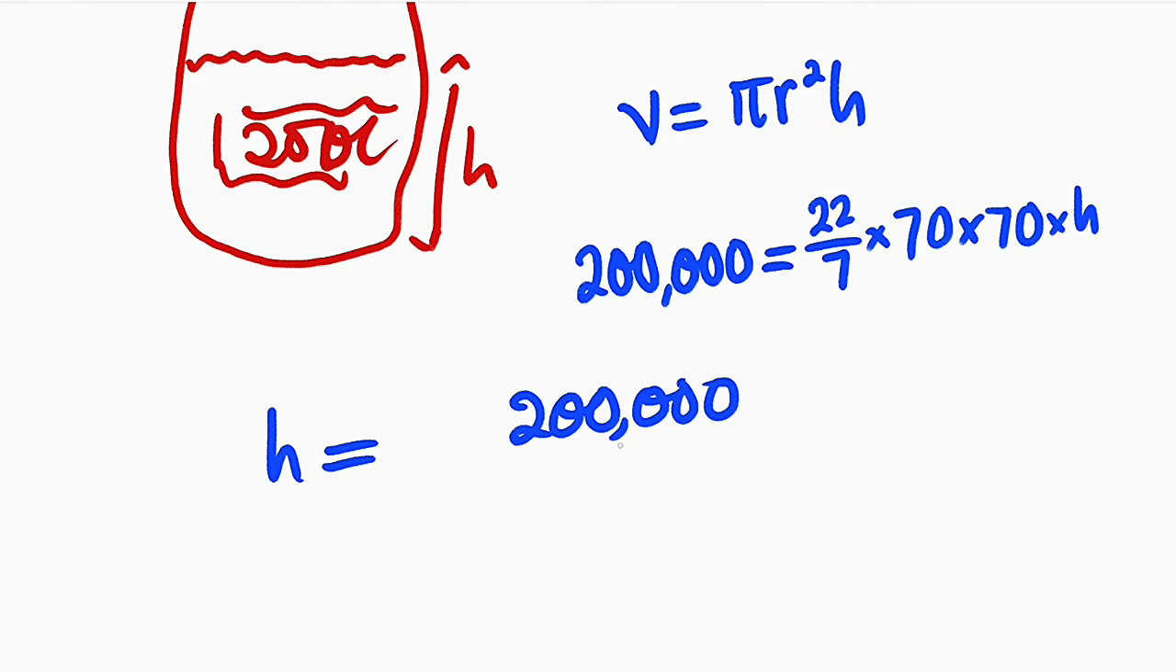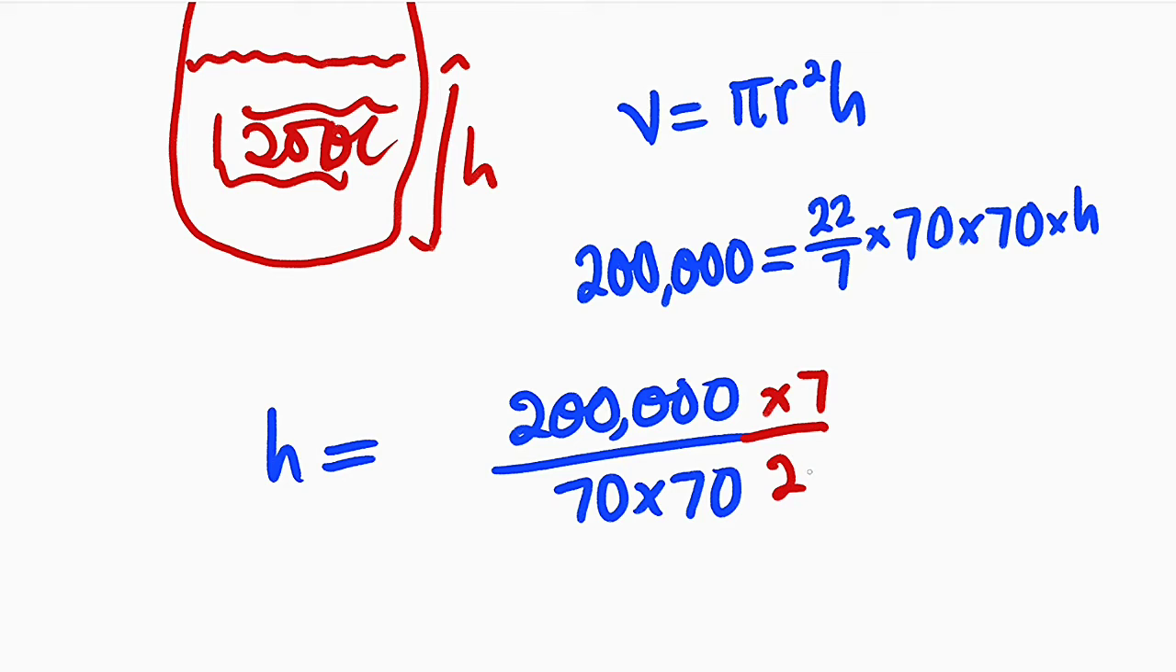200,000 divided by 70 times 70. So we have just get rid of this. Then we need to get rid of 7. And to get rid of 7, you have to multiply both sides by 7. So we multiply the top by 7 and divide the bottom by 22. I hope you got what I've done. So it's just like multiplying both sides by a reciprocal of this if you want to get rid of a fraction to other side. Once it crosses over, it becomes 7 divided by 22.